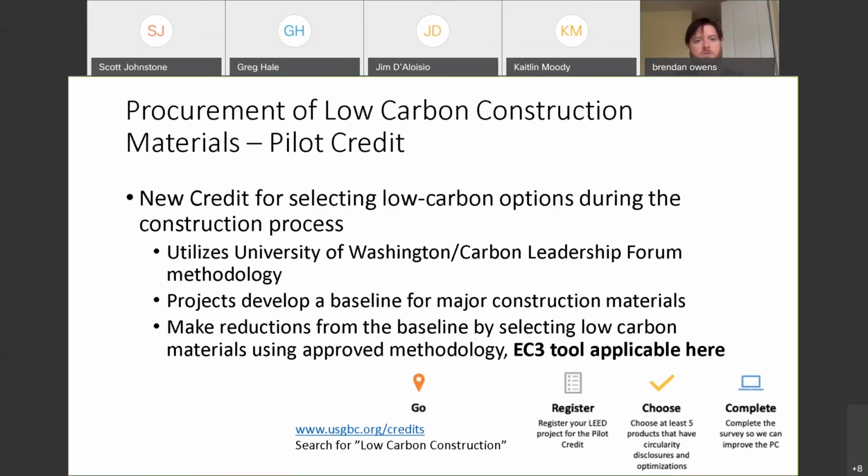Just one piece of the puzzle that I just want to end on is making sure that you are not confusing life cycle assessment and procurement of low carbon construction materials as conflicting, or that you only need to do one. The best projects are doing optimized design and then utilizing low carbon construction materials.